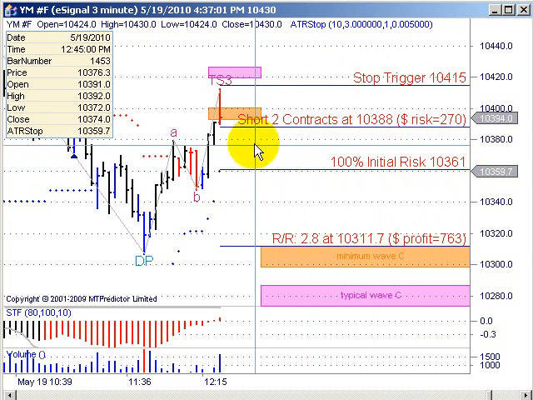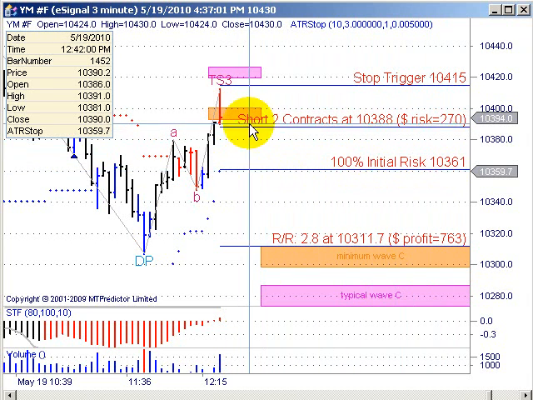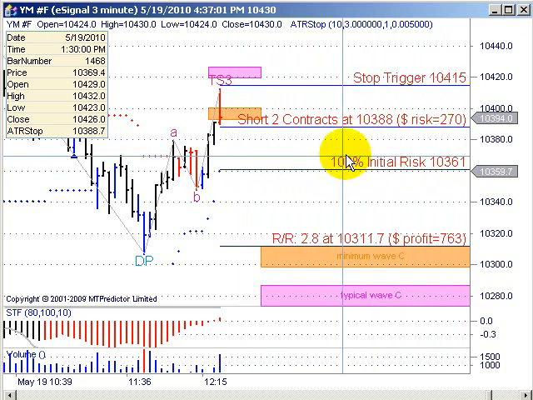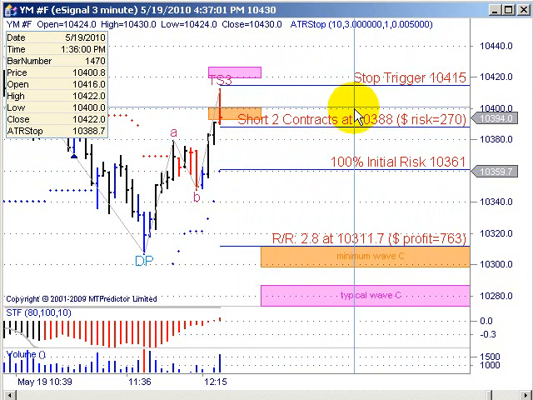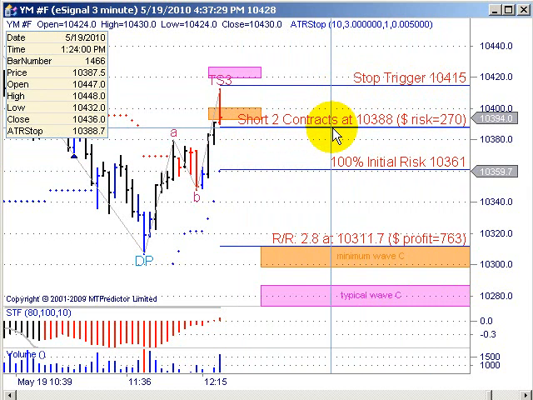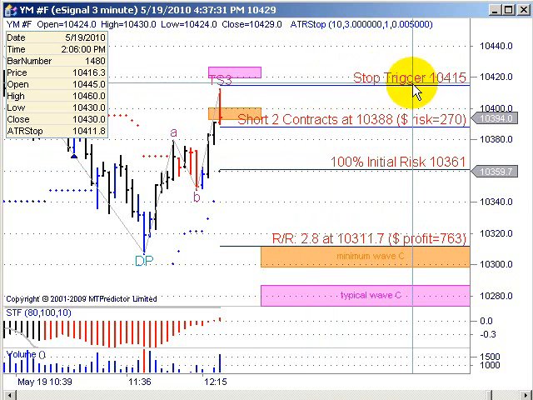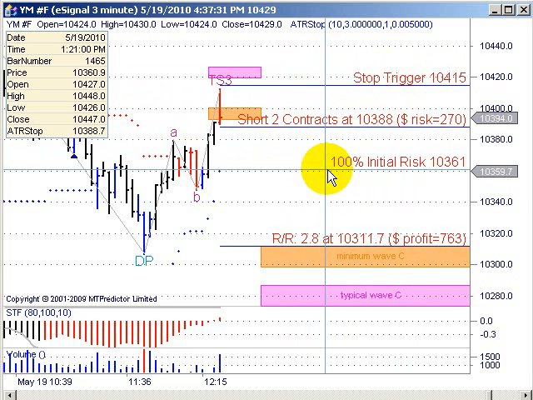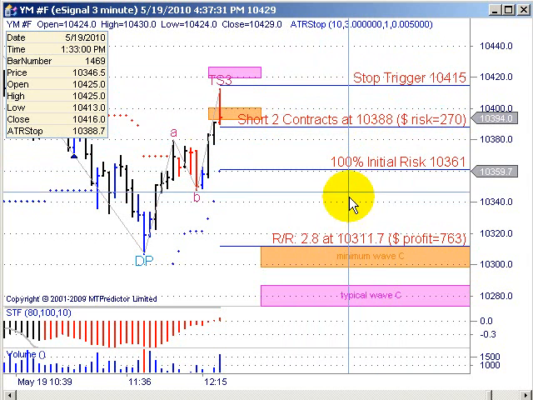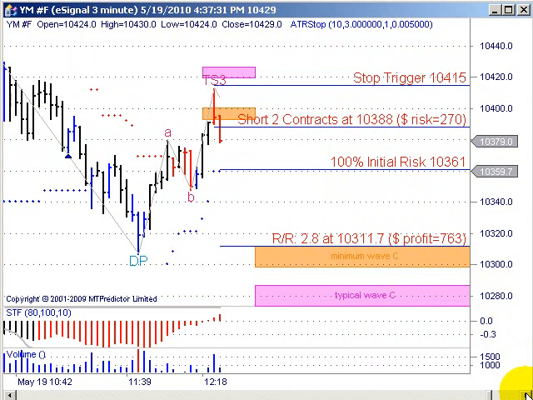And the rule is, if price reaches this 100% initial risk, if you get entered in the trade and it reaches this 100% initial risk, you can move your stop from the initial stop at 10,415 to your entry. And the other option is you can just leave your stop where it is, and if price hits here, you just continue to leave your stop there and just let the trade play out, and either it comes back and stops you out. So let's just see what happened in this trade.